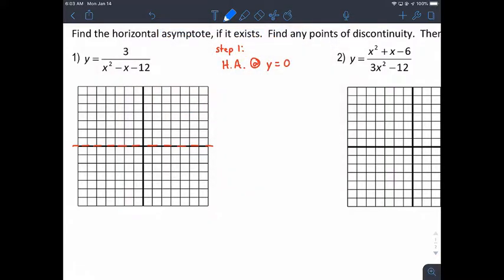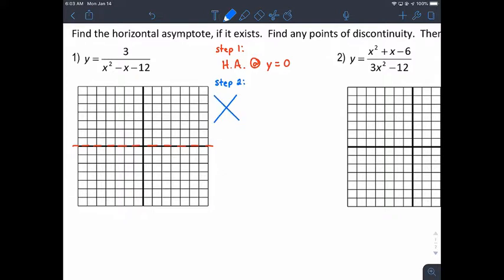Step 2 was factoring. We need to factor the numerator and we need to factor the denominator. Since the numerator is just 3, we can't actually factor that any further. But we can definitely factor the denominator. The denominator is a trinomial, which means that I'm probably going to be using Xbox factoring to factor this.